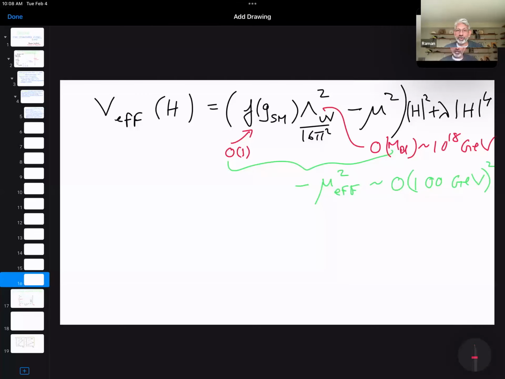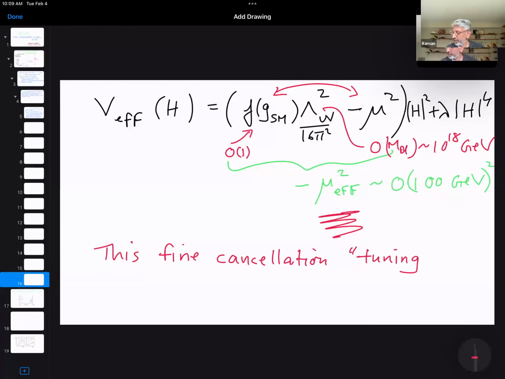So the only way this could be true is if the original mu, not mu effective, but the original mu, if these two terms are somehow canceling to give this very small result. So this fine cancellation, or tuning, is the face of the so-called hierarchy problem.